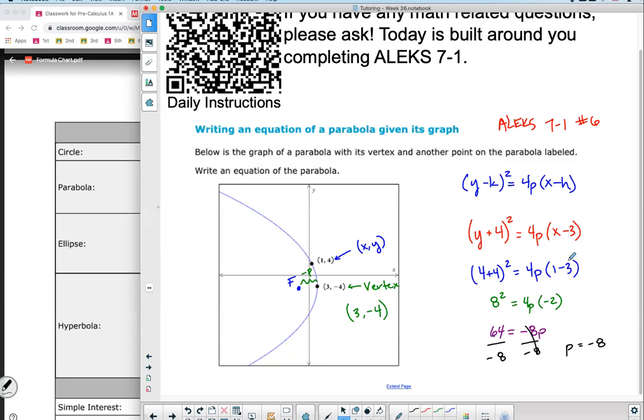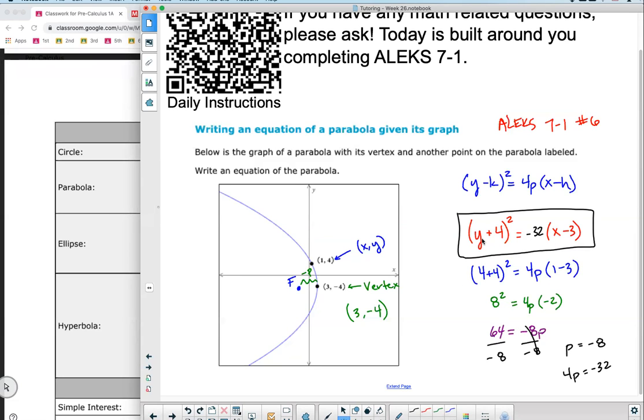When I divide by -8, we find out that p is going to equal -8. Now I can go back in and get a solution for my answer. 4p will equal -32, which I got by multiplying both sides by 4. So that 4p is -32, and this must be my equation. When I write the equation, I don't write the point it goes through. That x and y you want to substitute back in, because a graph is saying for all values of x and y, and that point is just one particular value.